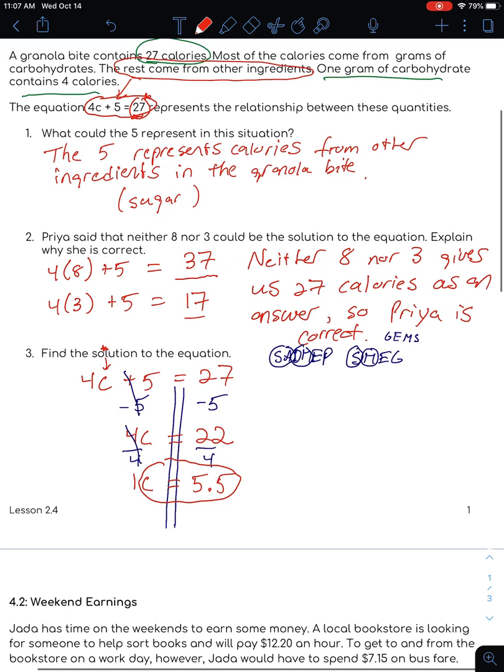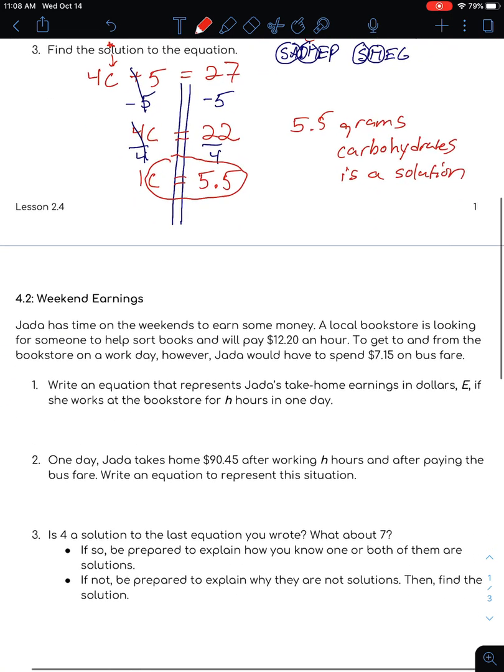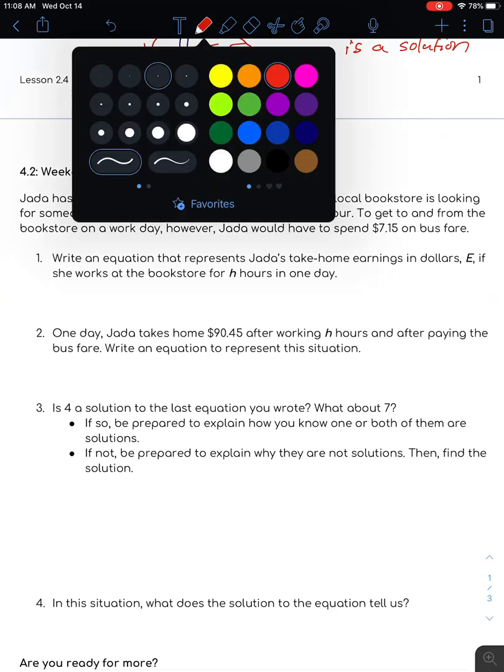All right, so in other words, 5.5 grams of carbohydrates would work. Is a solution. All right, let's go on to the next problem.